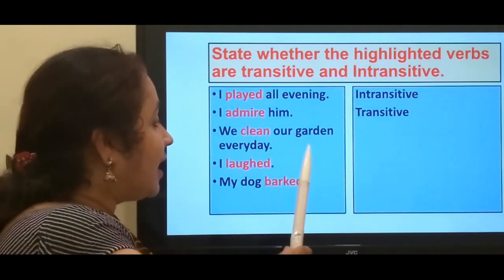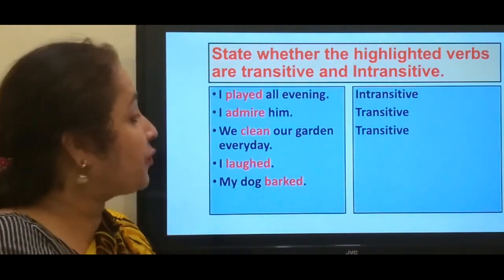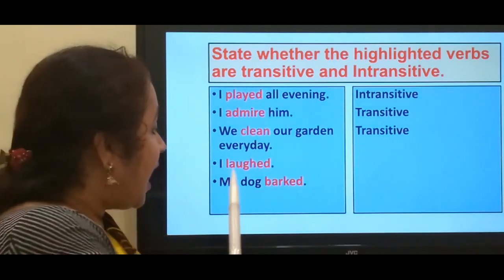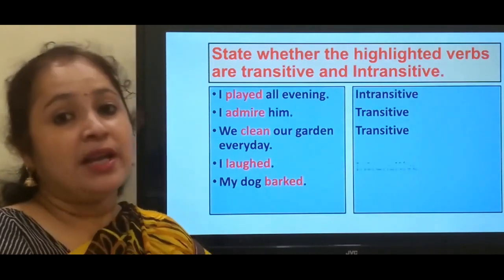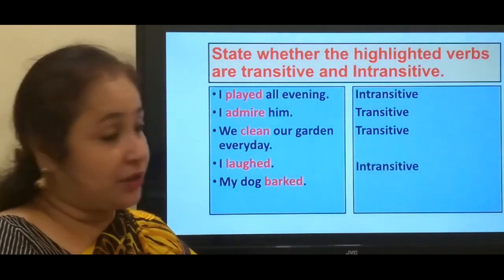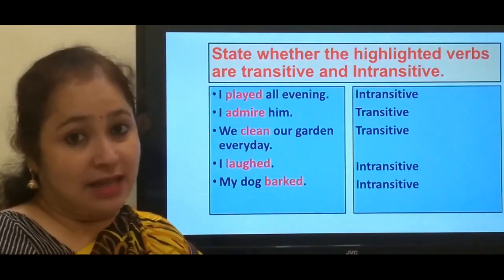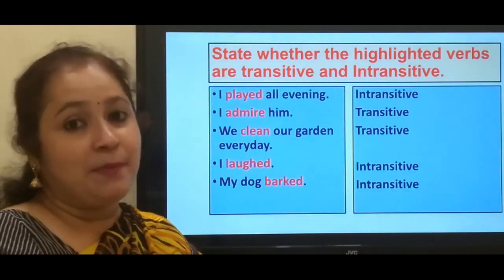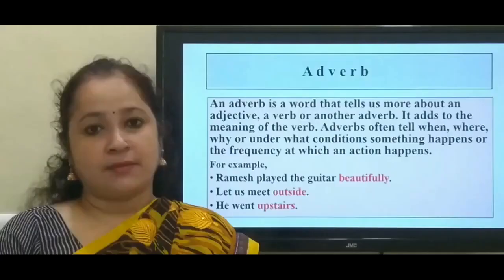We clean our garden every day. Yes, students, this is again an example of a transitive verb as it requires an object. I laughed. Yes, students, it is an example of an intransitive verb as it does not require an object. My dog barked. Yes, students, it is an example of an intransitive verb. I hope, students, you are able to differentiate between transitive and intransitive verbs.